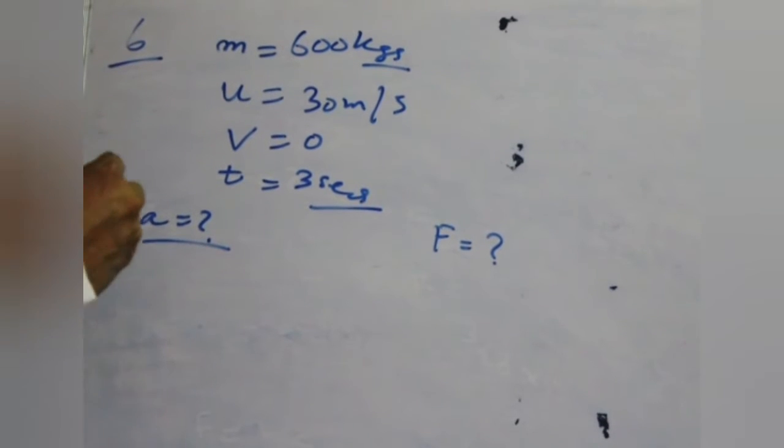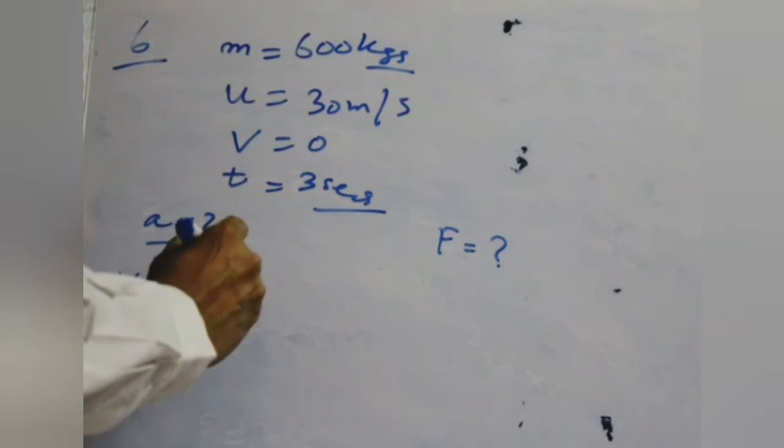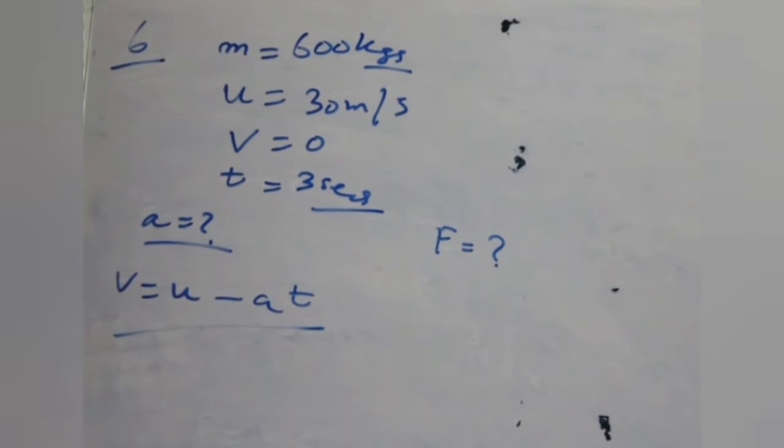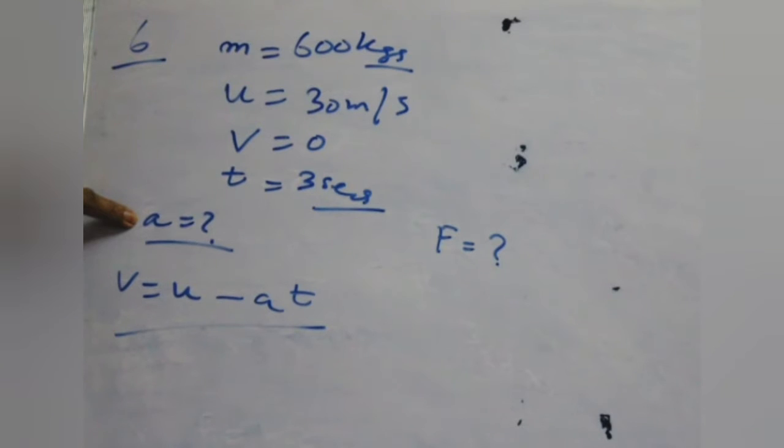Now we know the formula V equal to U plus at or minus at. Now we are taking minus at. Now why we are taking minus at? Because the initial velocity is 30, which is more than the final velocity. If the initial velocity is more, that means here this is not acceleration, this is negative acceleration. That means this is retardation.